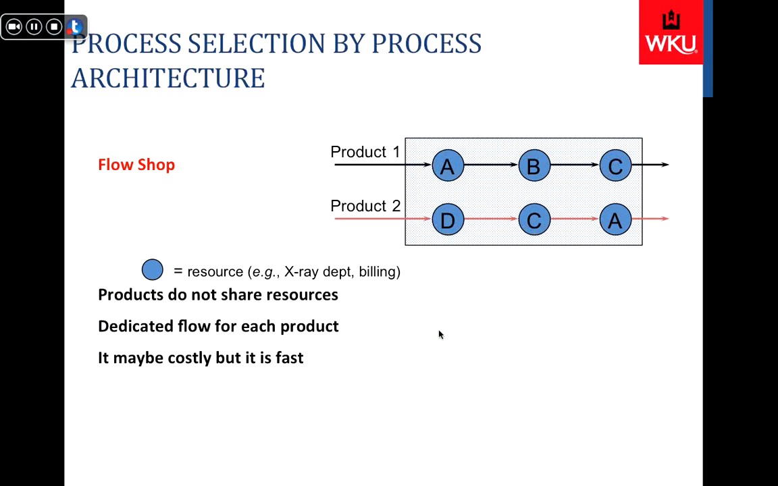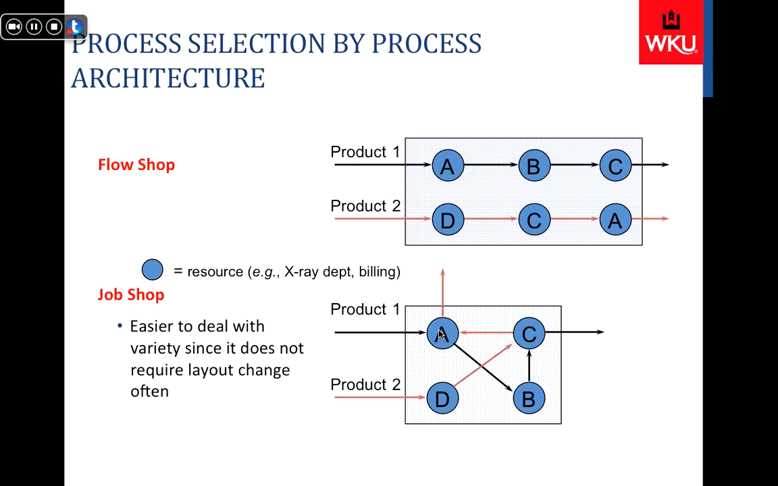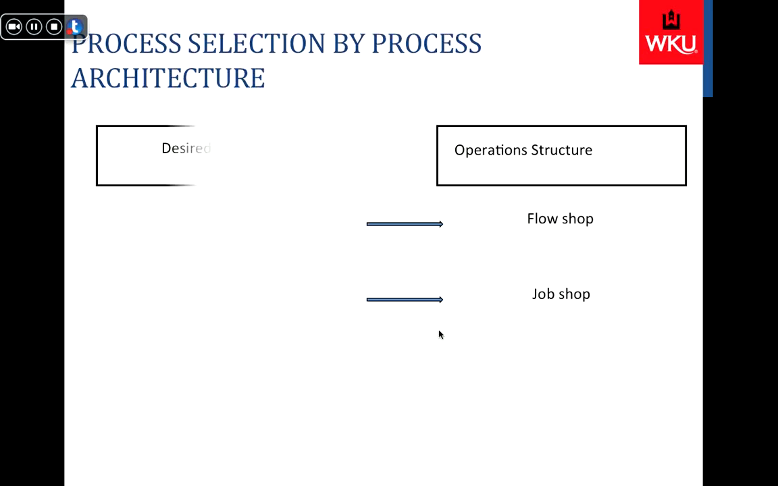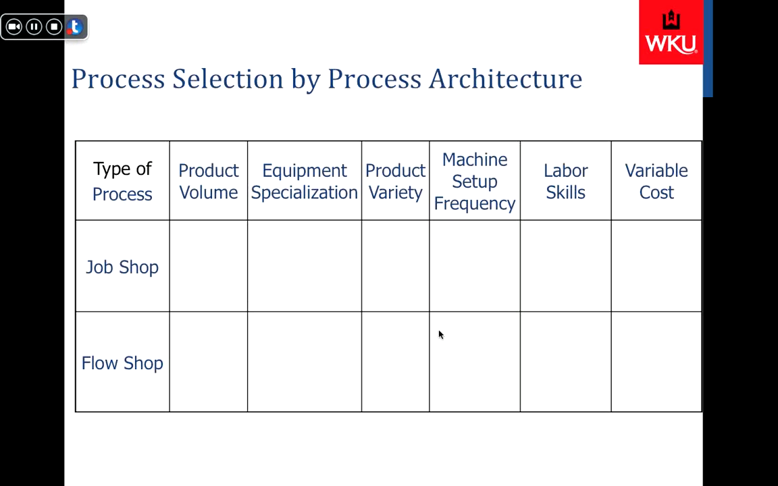Okay? In flow shop, products don't share resources. You have a dedicated flow for each product. It's really fast, but it requires a lot of investment. It's expensive. And in job shop, it's flexible and it's easy to deal with variety. It doesn't require layout change often. Okay? So the desired capability for flow shop is efficiency. For job shop it is flexibility. Okay?